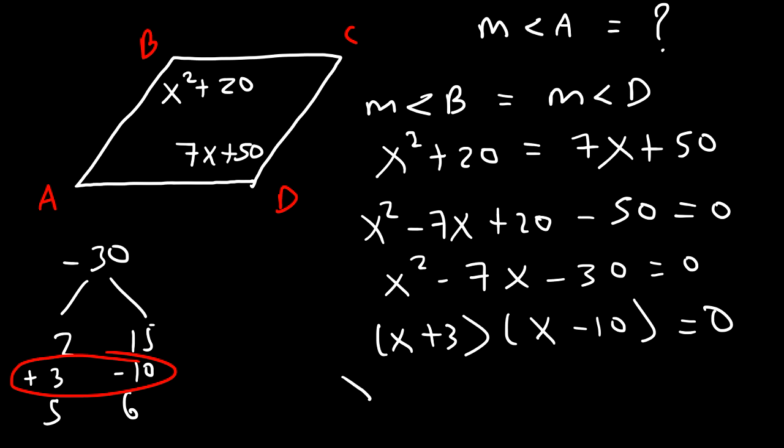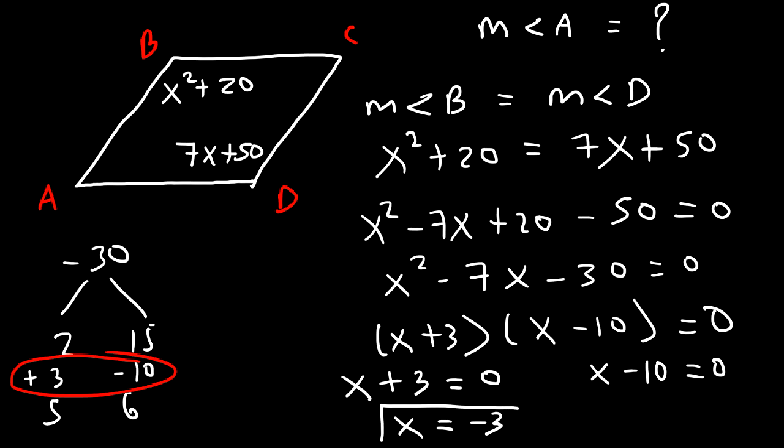Now what we need to do is set both factors equal to 0. And so we can see that x will equal negative 3, if we subtract both sides by 3. And if we add 10 to both sides, x will equal positive 10. So it looks like we may have two possible answers.